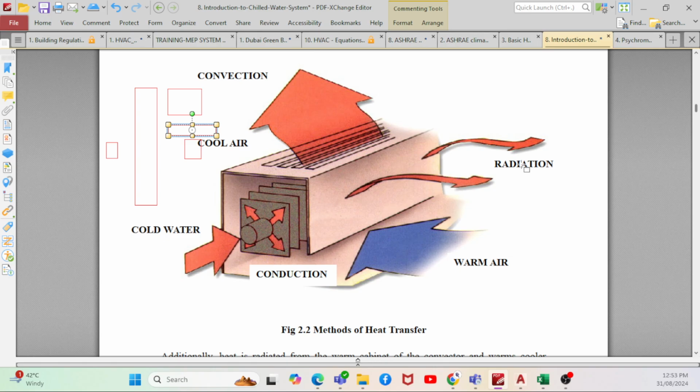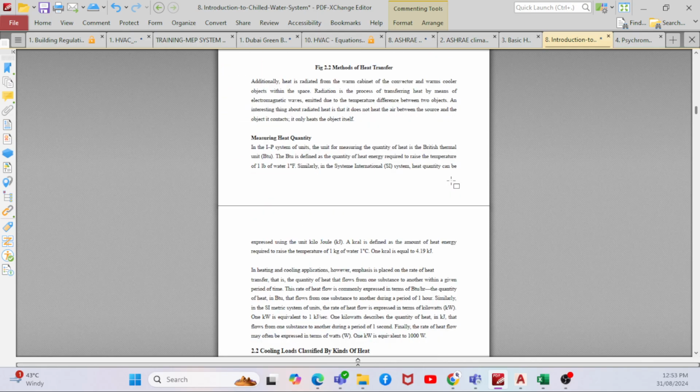And when you talk about radiation, say for example, if somebody is heating, the heat will be transferred to the nearest person, or the radiation heat will be passed, okay. So that is called radiation heat. This also I can show you with some example pictures in an upcoming slide, okay.